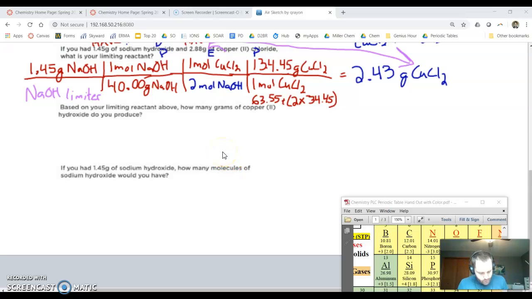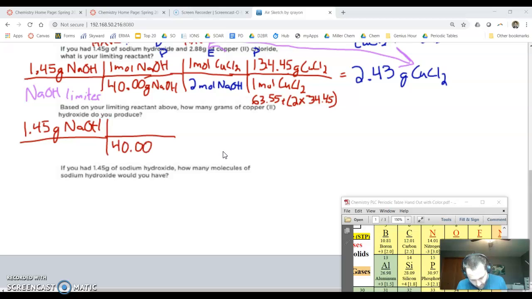Coming down to the next question then, it says based on your limiting reactant above, okay, so I know that I'm going to have to start with my 1.45 grams sodium hydroxide because that was my limiter. How many grams of copper hydroxide can I produce? Well, nice thing is, these first steps are going to be the same.